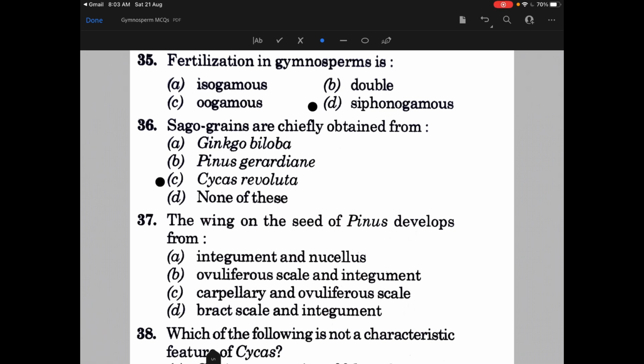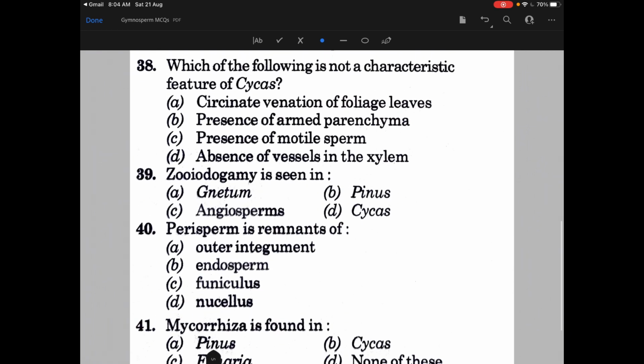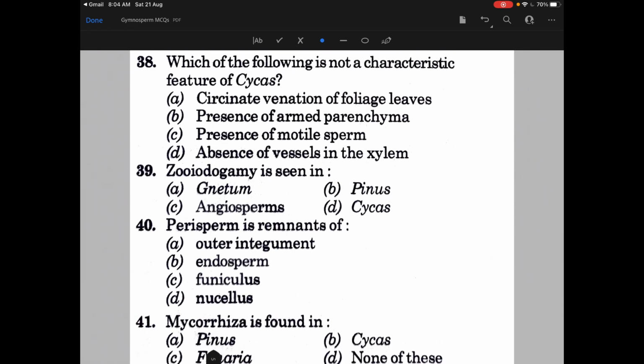The wing on the seed of a Pinus develops from dash, and the answer is B, that is ovuliferous scale and integument. Then, which of the following is not a characteristic feature of Cycas? And the answer is B, that is presence of armed parenchyma.